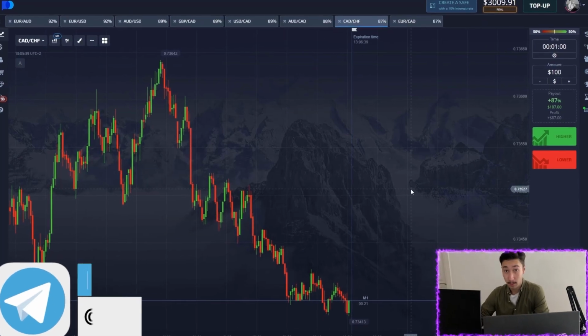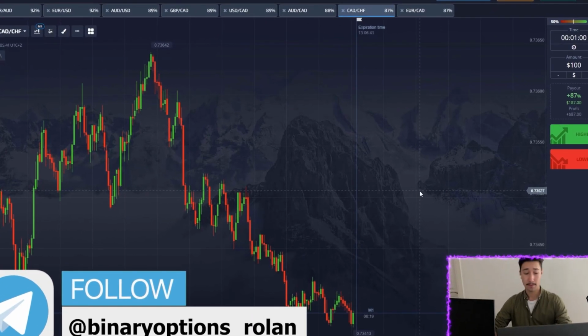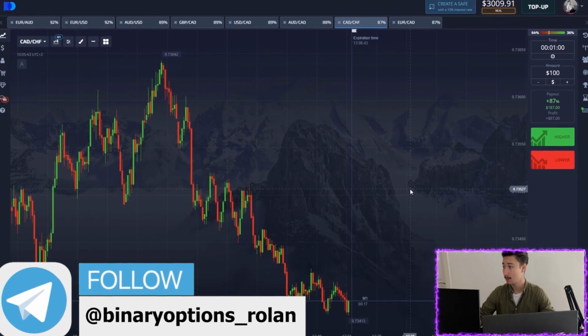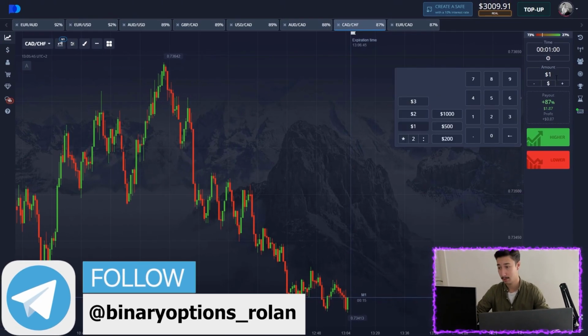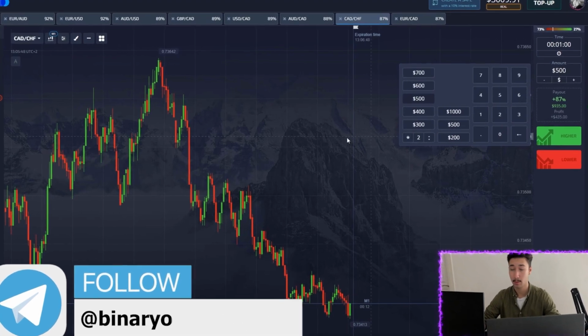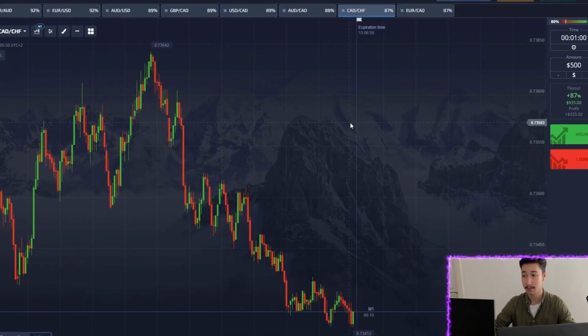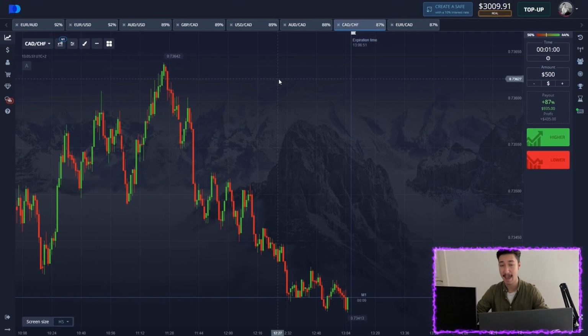So, let's keep going. We've got $3,000 now. Let's open a $500 position. We're working on a 1 minute time frame as usual. All the currency pairs with the highest payout rate have been picked. And let's pick several indicators.